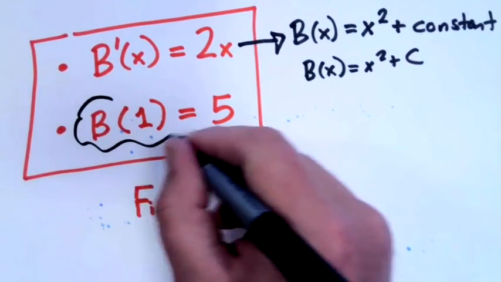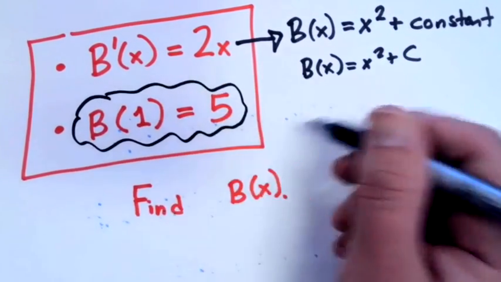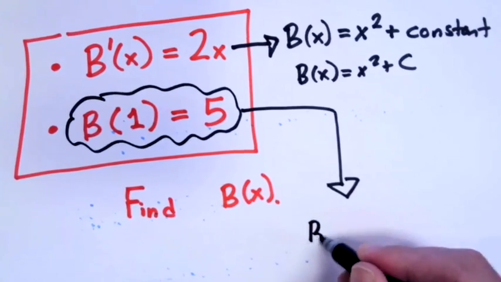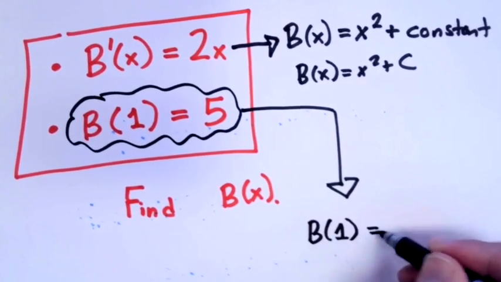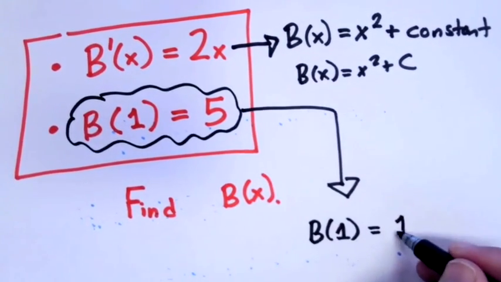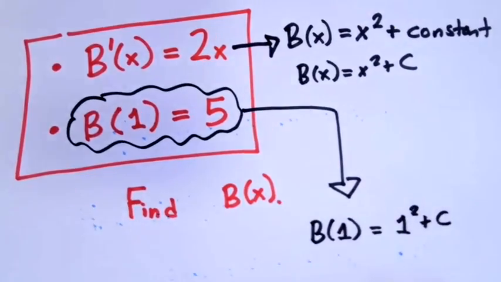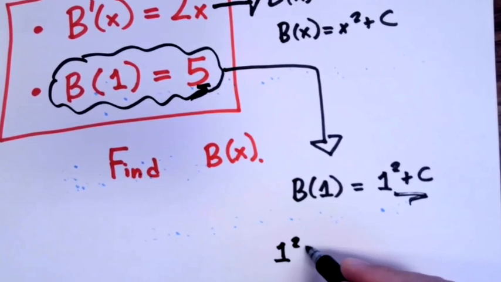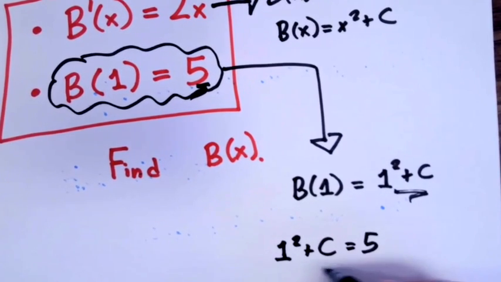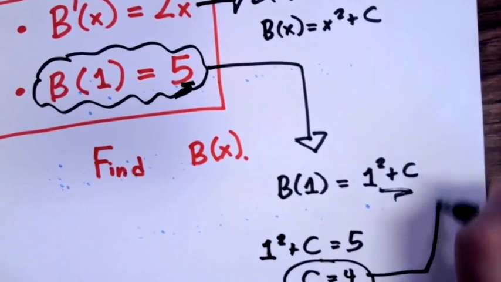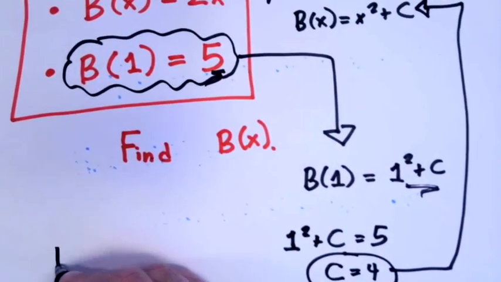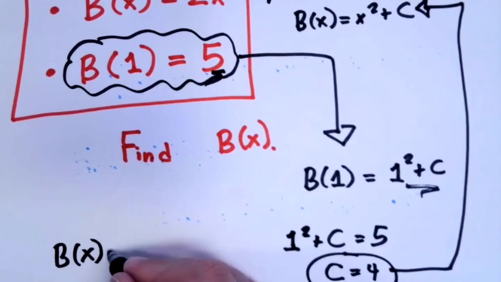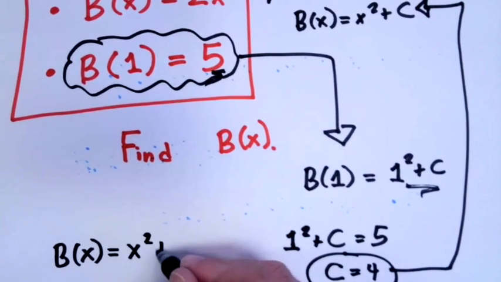And now let's look at this additional piece of information. This b of 1 is equal to 5. Well, b of 1 is equal to 1 squared plus c. So this has to be equal to this, which means 1 squared plus c is equal to 5. And if I solve this algebraically, I get c is equal to 4. Plug that back in, and I get b of x is equal to x squared plus 4.